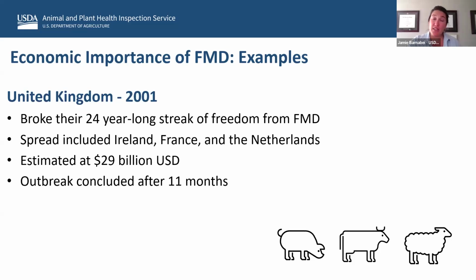We also had an outbreak in the United Kingdom in 2001. This broke a 24-year long streak of freedom from FMD. This actually spread to Ireland, France, and the Netherlands. The outbreak was estimated at about $29 billion US, and they were able to get this under control in 11 months. So in less than a year, $29 billion, but multiple species were affected. This was identified in sheep, cattle, and swine.